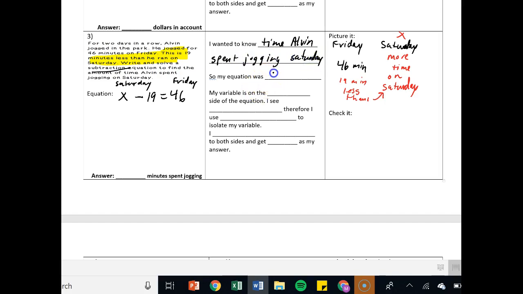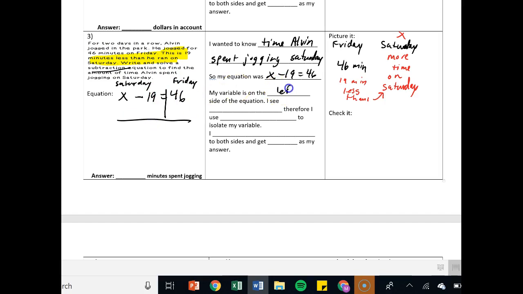Okay, so my equation was x minus 19 equals 46. Again, here's what we're doing. We're piecing together information. We're saying, hey, Saturday, I don't know how much time. I just know that he spent 19 minutes less running on Friday. Friday was 46. So if I subtracted 19 from Saturday's time, I should get Friday's time, which is exactly what we got. So we'll go ahead and do scales of justice.